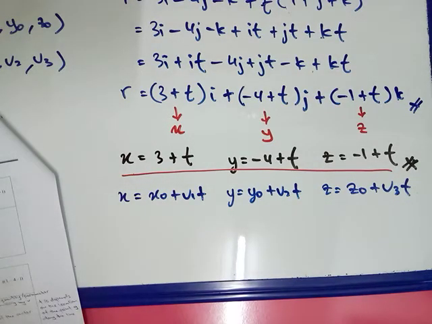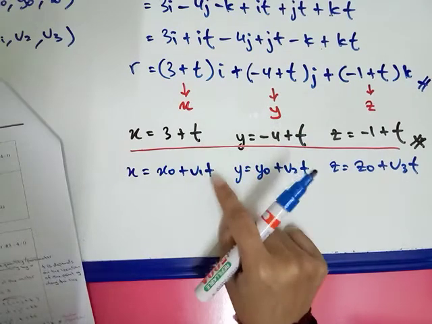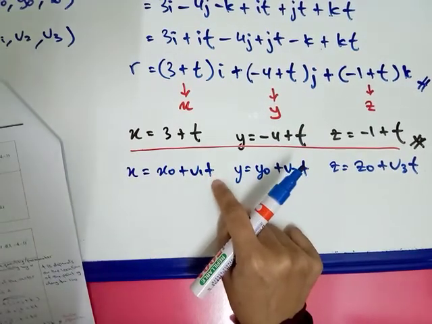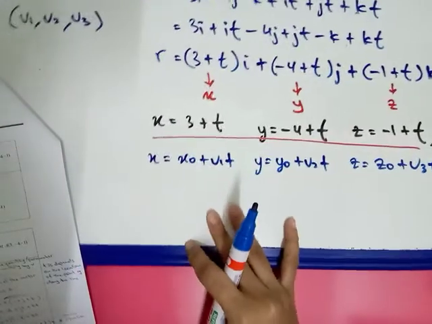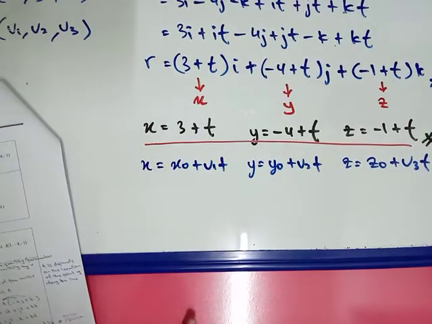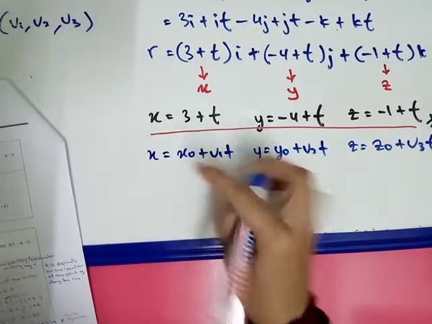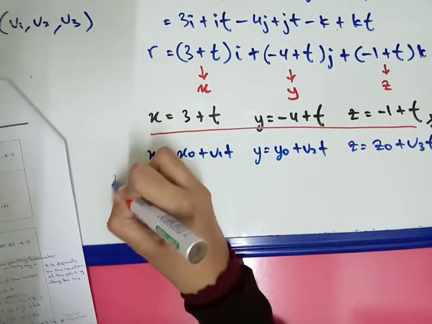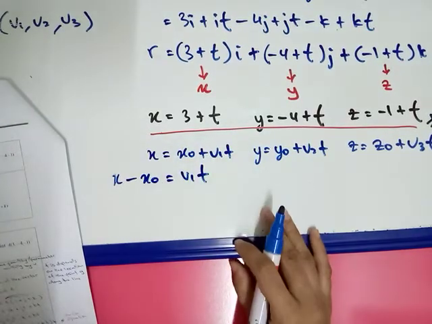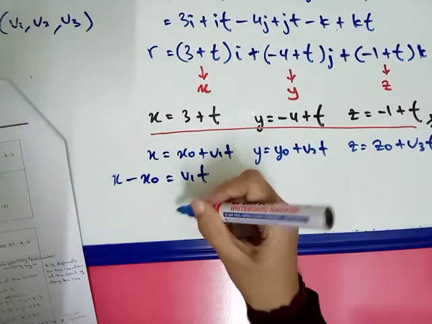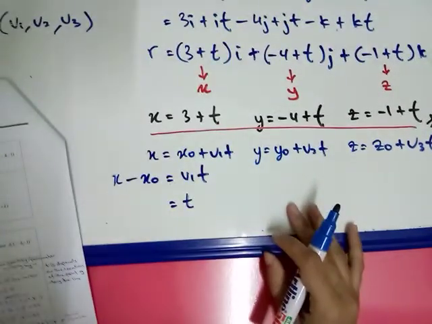And then how to find the symmetric equation? To find the symmetric equation, we need to rearrange the t to make it a subject. Macam mana nak rearrange the t to make it a subject? So from this, kita kekalkan t ni. That means x naught kita bawa sebelah. x minus x naught is equal v1t. Kita nak jadikan t sebagai subjek. So t kekalkan dia.